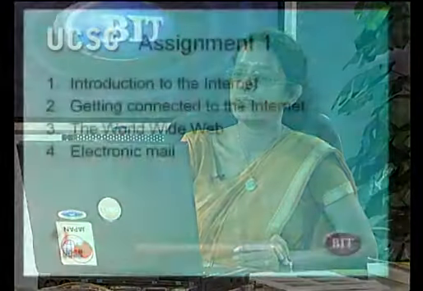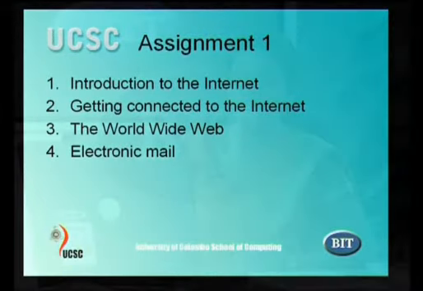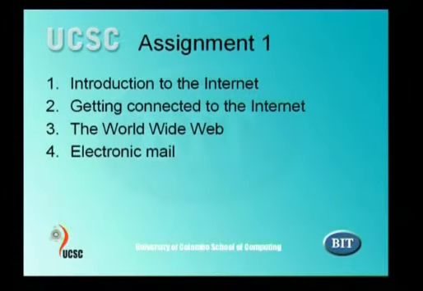I think it would be helpful if we can talk about the topics covered in the assignment 1. Yes, we know it's based on the first half of the syllabus. So there are 4 chapters included in the assignment 1. First chapter is Introduction to the Internet. Second one, Getting Connected to the Internet. And the other 2 are the third chapter, the World Wide Web, and the fourth chapter, Electronic Mail. You have to go through all those 4 chapters in order to answer the assignment 1. So the questions will be from all these 4 chapters.